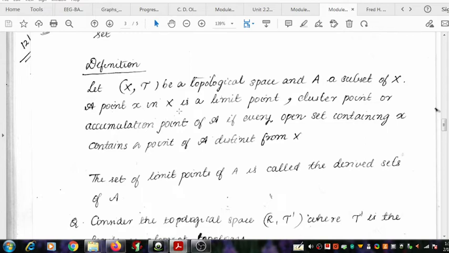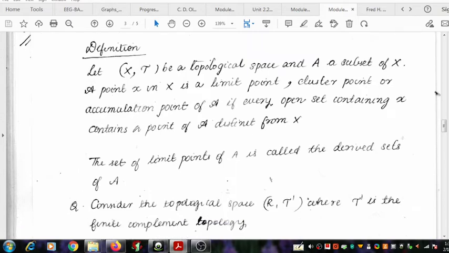So that is the condition. If every open set of capital X which contains x contains some point of the subset A other than x, then we say that that point x is a limit point of A.